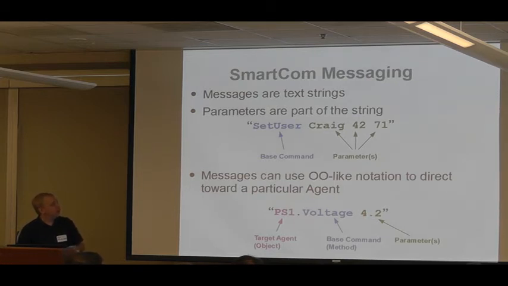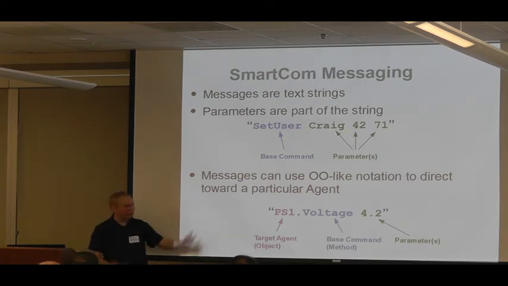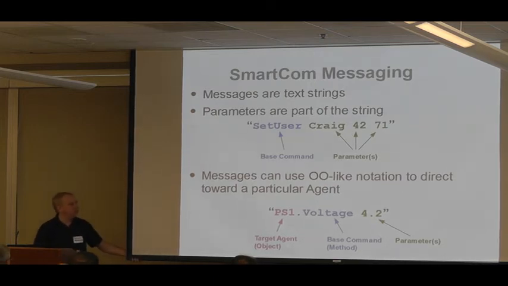And we allow an OO-like notation for targeting, which kind of answers a little bit of your question. You can direct a message to a particular agent by using a name, or there's an alias in the system as well. So in this case, we have an agent called PS1, power supply 1, that we want to set its voltage. So we just use PS1.voltage, kind of a standard OO-like syntax, to send a message to that.